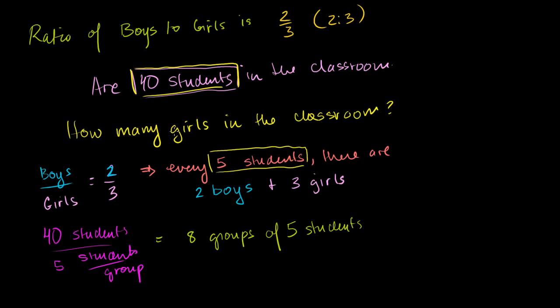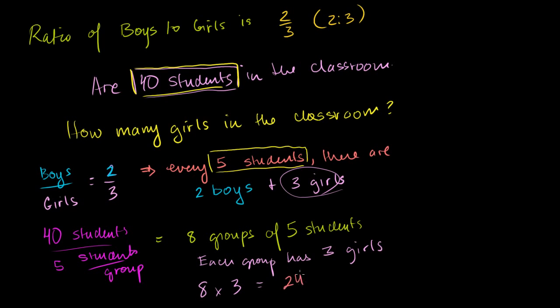Now, we're wondering how many girls there are. Each group has 3 girls. So how many girls do I have? I have 8 groups, each of them has 3 girls. So I have 8 groups times 3 girls per group, which is equal to 24 girls in the classroom.